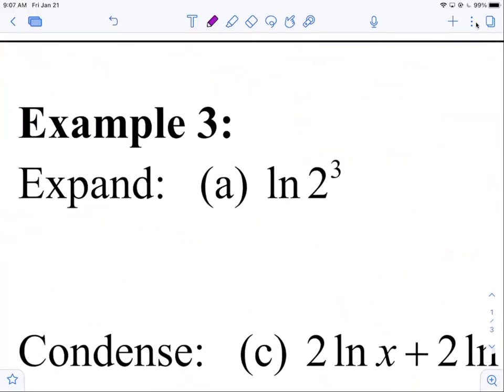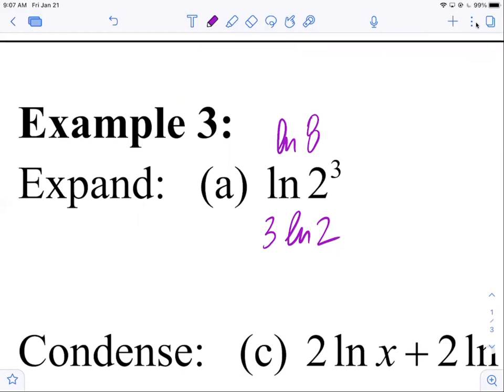Example 3, expand the natural log of 2 cubed. Well, that's going to be 3 natural log of 2, right? Yeah, piece of cake. And another version is the natural log of 2 cubed is 8, right? So the natural log of 8 is the same as 3 natural log of 2.